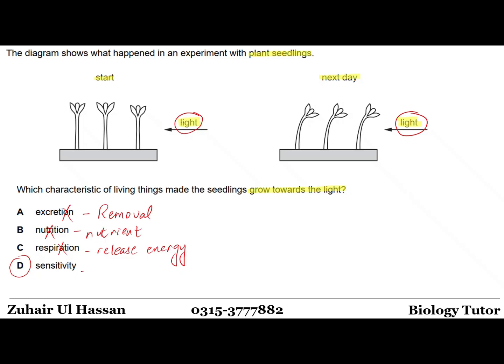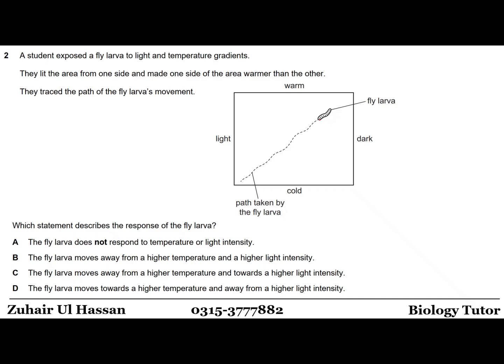And in sensitivity, we have studied two things. Number one is detection of a change, and then responding to that change is known as sensitivity. So the plant first detected the light and then responded to that light change. So that is sensitivity.